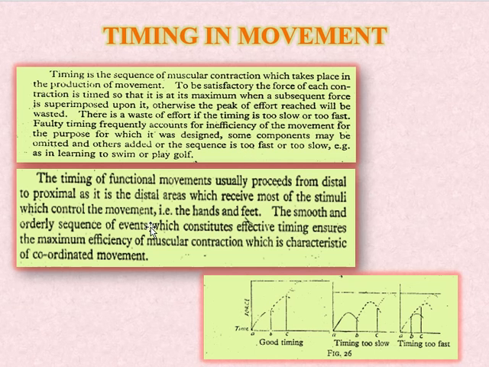of effort. The timing of the functional movement usually proceeds from distal to proximal because it is the distal areas which receive most of the stimulus which controls the movement, for example, the hands and feet. The smooth and orderly sequence of the events which constitute effective timing ensures the maximum efficiency of muscle contraction, which is characteristic of coordinated movement. Basically, it is the characteristic of movement that it must be a smooth and orderly sequence of events, otherwise there is waste of effort.